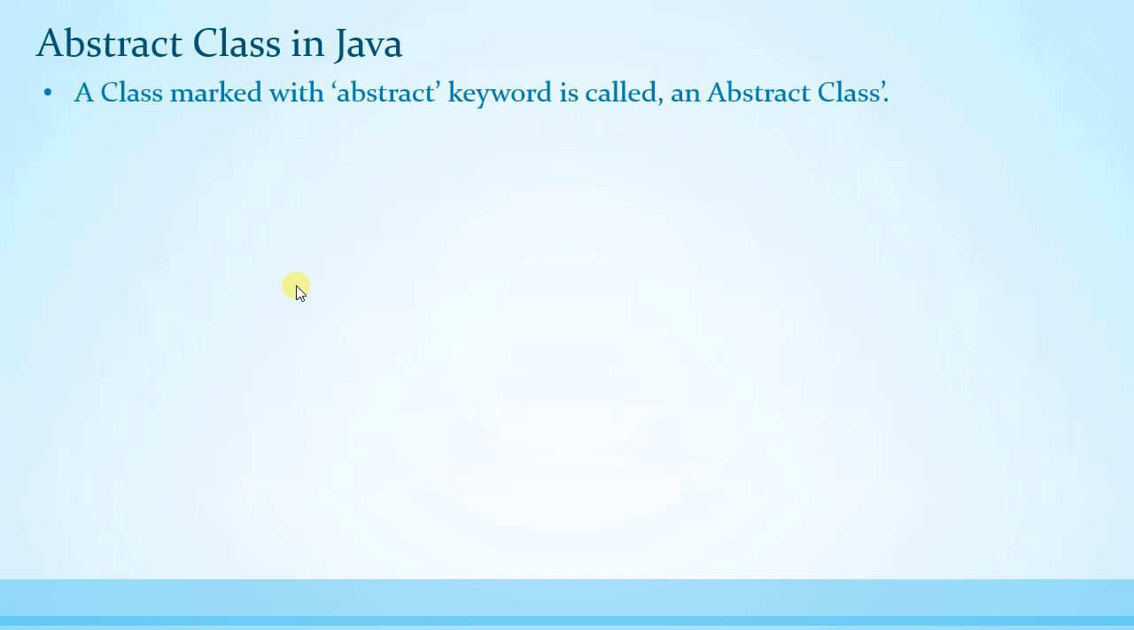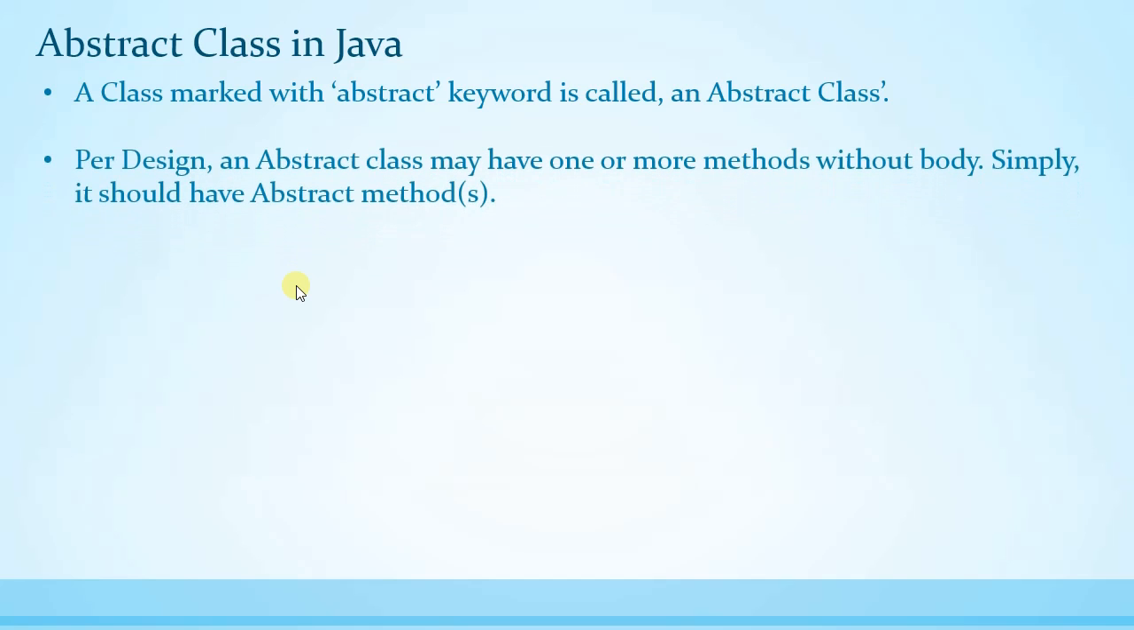A class marked with the abstract keyword is called an abstract class. Per design, an abstract class may have one or more methods without body. Simply, it should have one or two abstract methods. Like a class marked with abstract, a method can also be marked as abstract. Once we mark a method as abstract, we need not define a body for it.